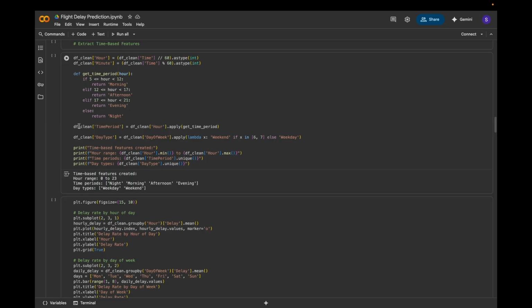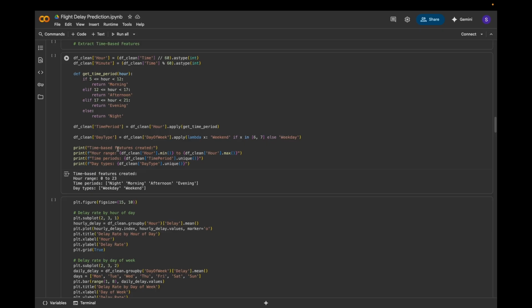So yeah, then we move on to df_clean time period is equal to df_clean hour.apply get_time_period. Basically what this block of code does is create a categorical feature of time period that groups similar flight times together. Then we move on to df_clean date type is equal to df_clean day of the week apply lambda x, with these parameters over here. Basically this block of code creates a date type such as weekend and weekdays, where 1 to 5 is assigned as weekdays, and the weekend is assigned 6 to 7.